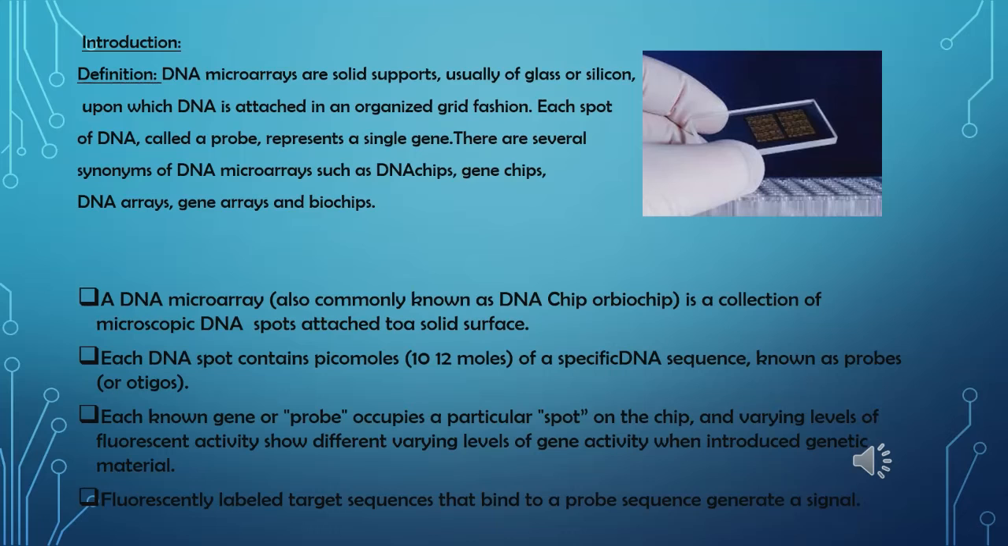Each DNA spot contains picomoles of a specific DNA sequence known as probes. Each known gene or probe occupies a particular spot on the chip, and varying levels of fluorescent activity show varying levels of gene activity when different types of genetic materials are introduced. Fluorescently labeled target sequences that bind to a probe sequence generate a signal.